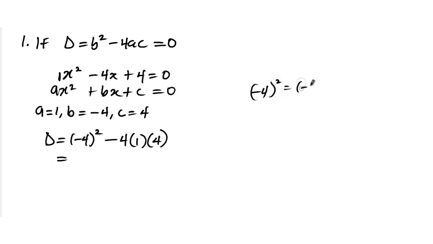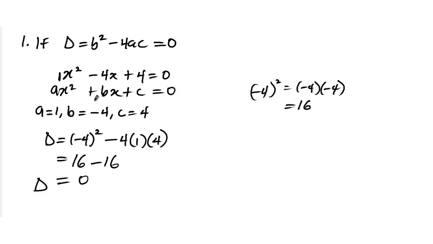So in that case, minus 4 squared is the same thing as minus 4 multiplied by minus 4. Minus times minus gives plus, and 4 times 4 is 16. So this will give us 16. Minus 4 times 1 times 4 is minus 16. So 16 minus 16 is equal to 0. So d in this case is equal to 0. So what does this imply? It implies that this particular quadratic equation is going to be having equal roots.